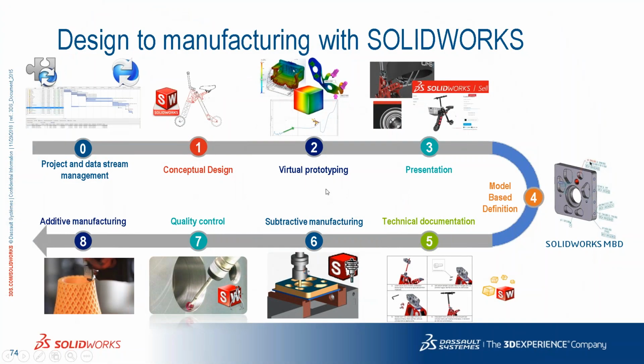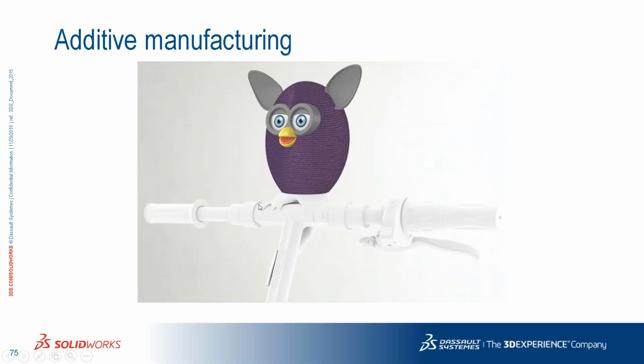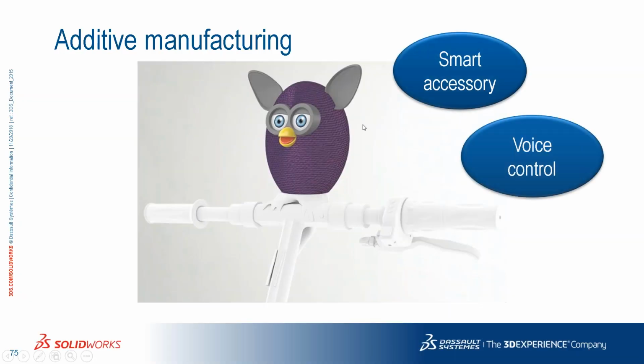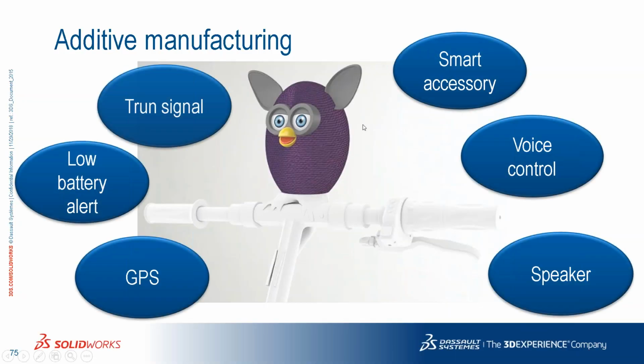So now we're going to the other stage, which is additive manufacturing, because today there are many companies that are starting to leverage on these processes. This is an interesting application by Urban 626. They decided to implement an accessory, which is a Furby, that is a smart accessory because it incorporates a PCB with the Android operating system, and also a GPS, so you can command it with voice controls.